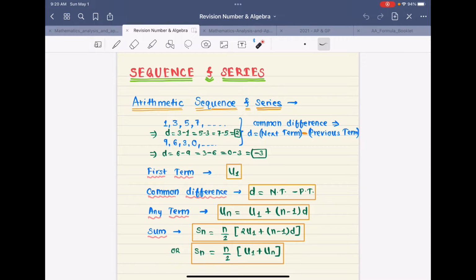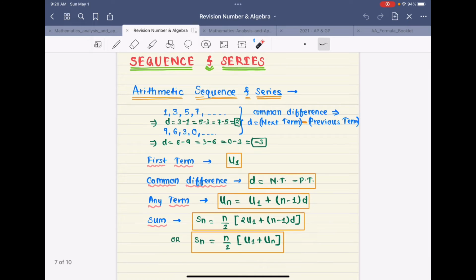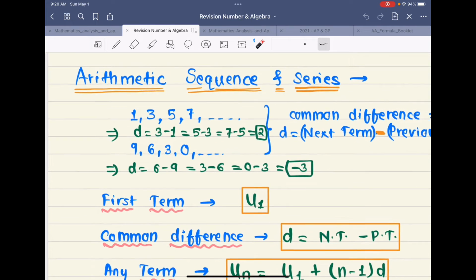Okay, so today's topic is sequence and series. It covers two parts: arithmetic sequence and series, and second, geometric sequence and series. What is the difference between arithmetic and geometric? See this sequence.